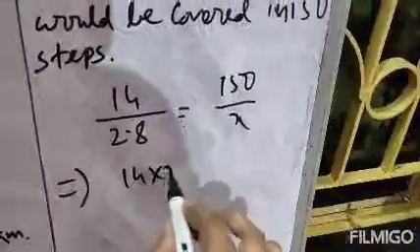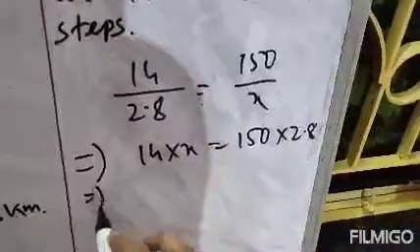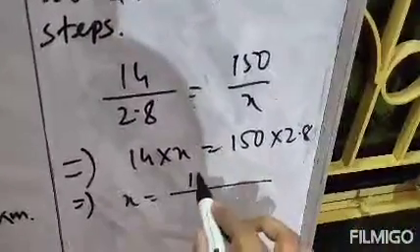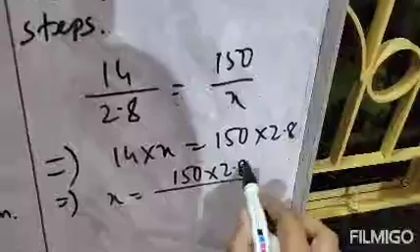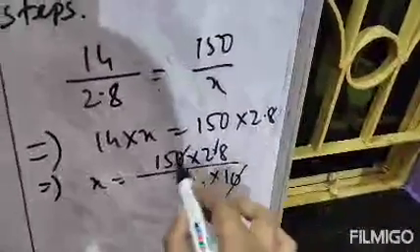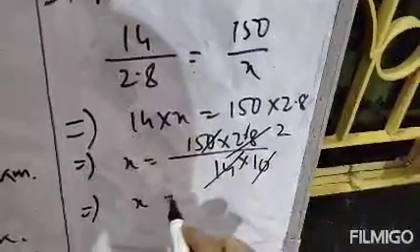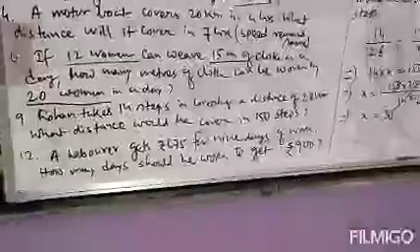So cross multiply, 14 into x is your 150 into 2.8. Now the value of x is your 150 into 2.8 divided by 14. So put the decimal, this is 0. So 14 2s are 28, that means 15 2s are 30. That means 30 kilometer distance he will cover in 150 steps.